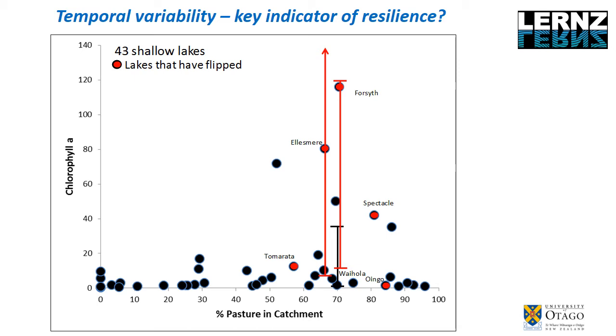The lakes that are in red dots here are lakes that are known to have undergone regime shifts. So these are lakes that flip. And so again, flipping is another kind of variability factor that we really are keen to look at in terms of eutrophication and understanding resilience and variability in lakes.